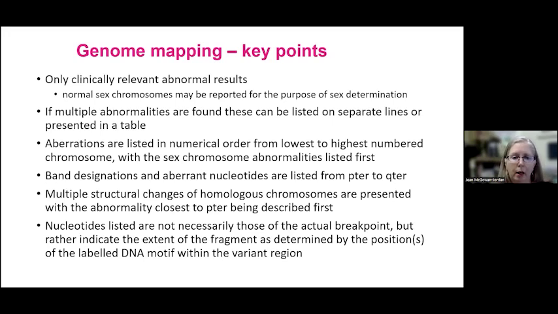Band designations are listed from pter to qter. Multiple structural changes for homologous chromosomes are presented with the abnormality closest to the pter described first, so the lowest nucleotide number listed first. And then just keep in mind that the nucleotides that are listed aren't necessarily those of the actual breakpoint, but are really to indicate the extent of the fragment that's determined by the position of the labeled DNA motif that's within that variant region.